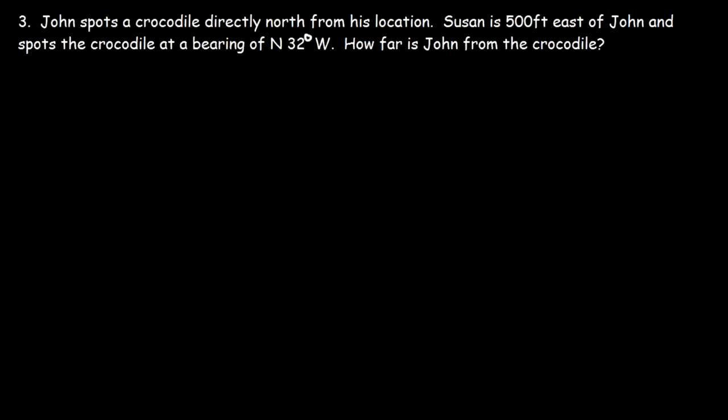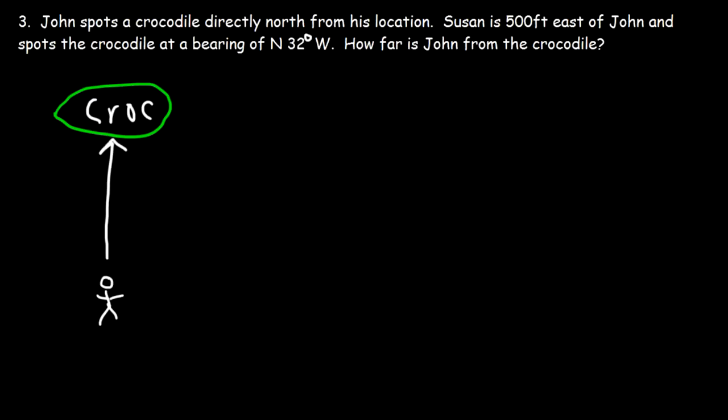John spots a crocodile directly north from his location. Susan is 500 feet east of John and spots the crocodile at a bearing of north 32 degrees west. How far is John from the crocodile? So let's say the crocodile is right here. And John is at this position. So John spots the crocodile directly due north from his location.